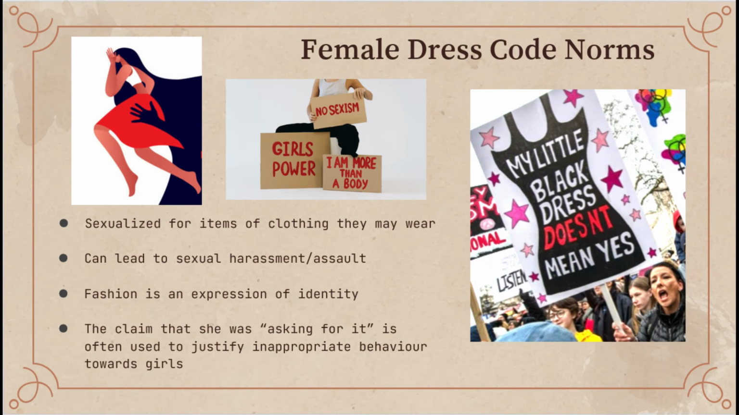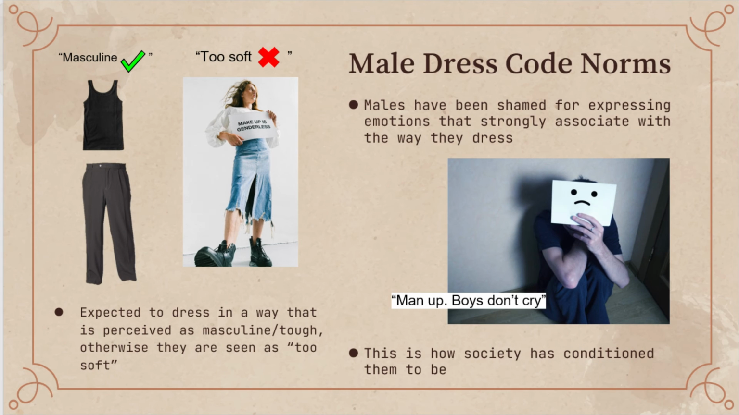Female dress code norms. Girls are often sexualized for items of clothing they may wear, such as cropped shirts or short skirts. This can lead to sexual harassment or even assault. Fashion is an expression of identity and should in no way be associated with a girl's sexuality. In many cases, men will claim that a girl was asking for it based on what she was wearing. Clothing does not permit any form of sexual violence towards women, and this way of thinking should not be accepted in our society.